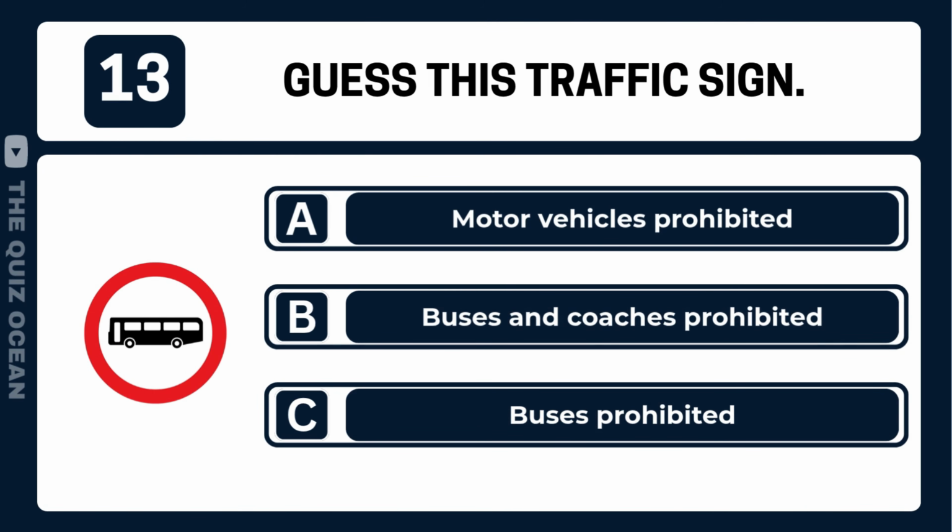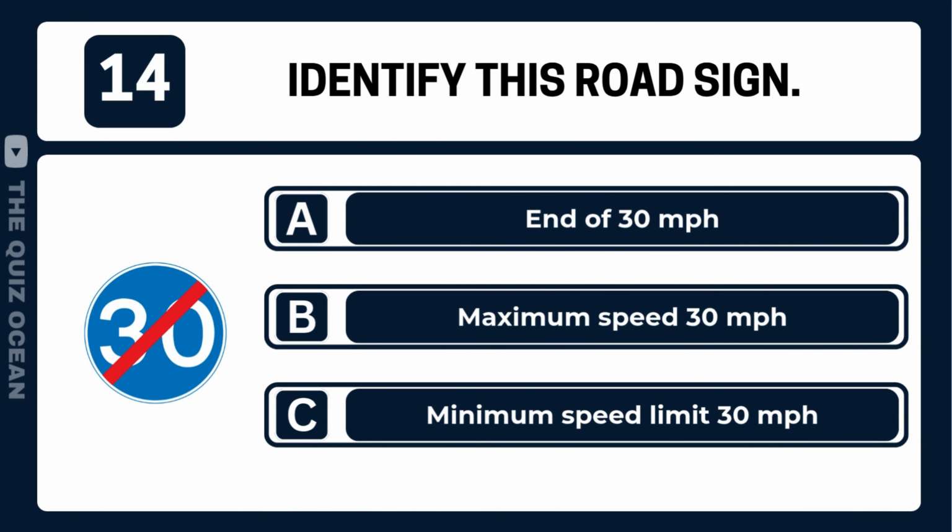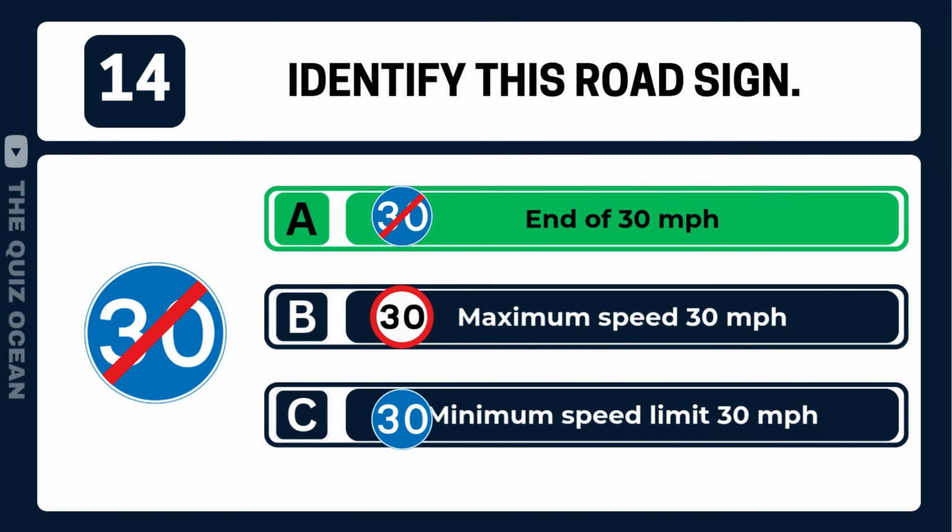Guess this traffic sign. The answer is C, buses prohibited. Identify this road sign. The answer is A, end of 30 miles per hour.